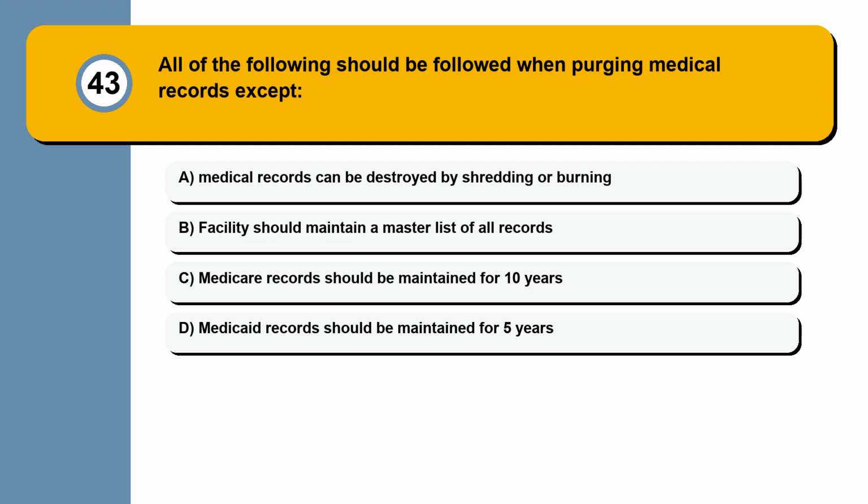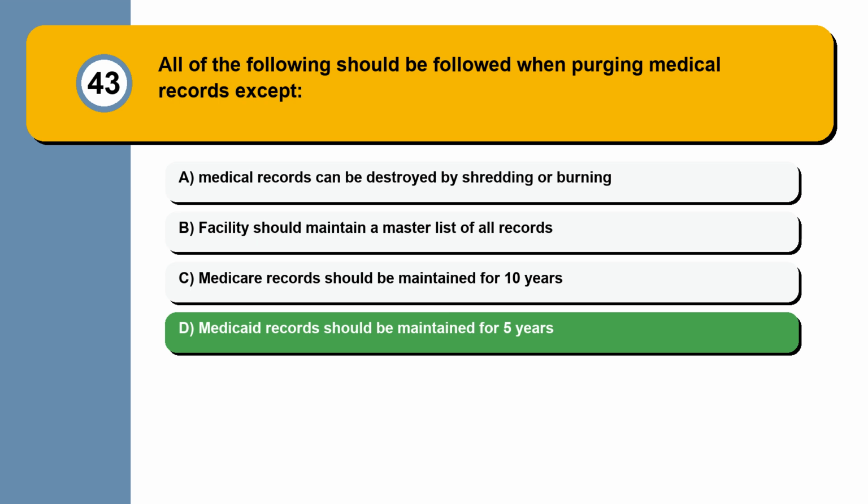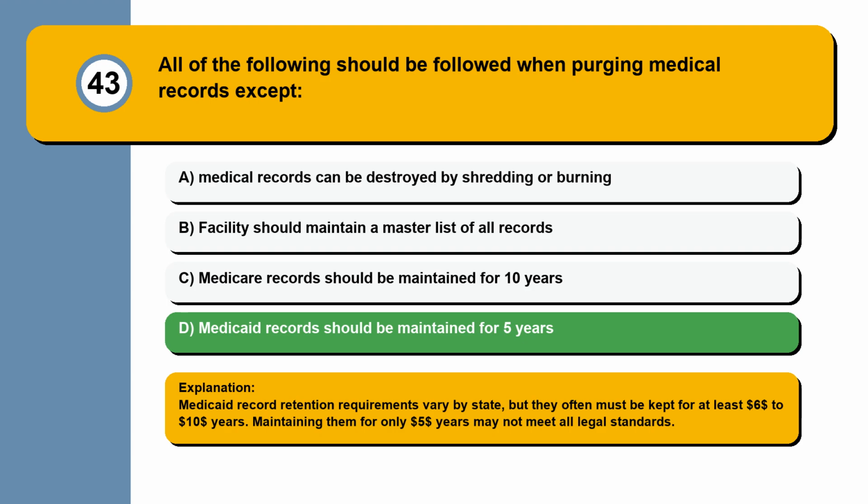Question 43. All of the following should be followed when purging medical records except. Here are your options. Option A, medical records can be destroyed by shredding or burning. Option B, facility should maintain a master list of all records. Option C, Medicare records should be maintained for 10 years. Option D, Medicaid records should be maintained for 5 years. The correct answer is option D, Medicaid records should be maintained for 5 years. Explanation. Medicaid record retention requirements vary by state, but they often must be kept for at least 6 to 10 years. Maintaining them for only 5 years may not meet all legal standards.